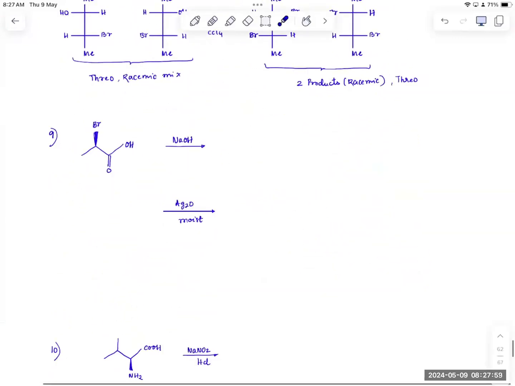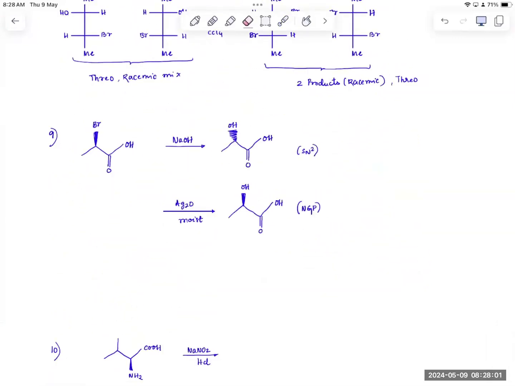Next, if you notice NaOH and Ag2O moist, check it out. NaOH is a strong nucleophile. OH minus is a strong nucleophile. Since it is a strong nucleophile, the attack happens on its own and Br will be removed out, right? So more of SN2 is favorable here. I'm not saying NGP doesn't happen, but SN2 will be majorly happening more than SN-NGP.